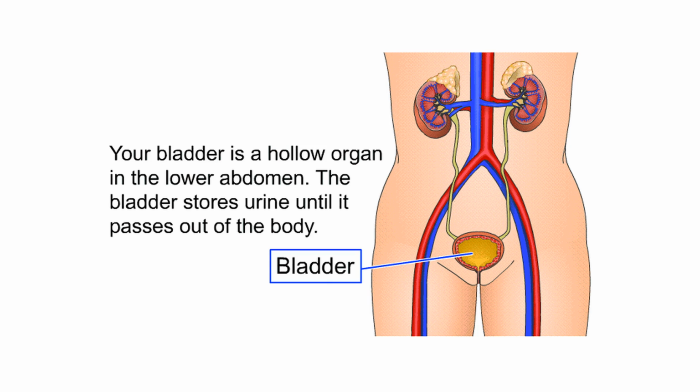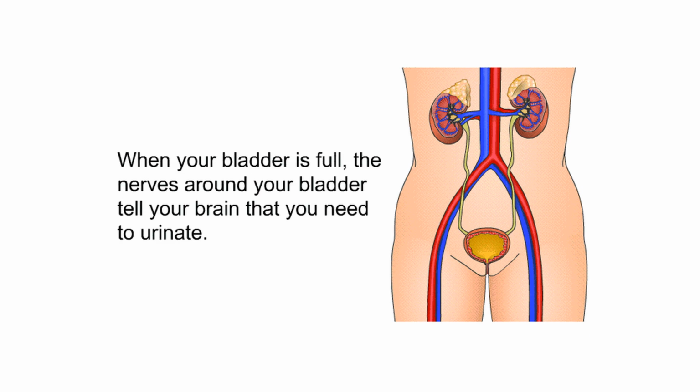Anatomy. Your bladder is a hollow organ in the lower abdomen. The bladder stores urine until it passes out of the body. When your bladder is full, the nerves around your bladder tell your brain that you need to urinate.